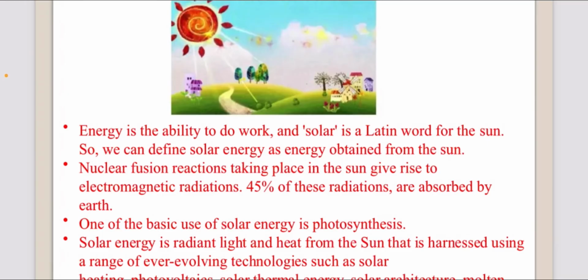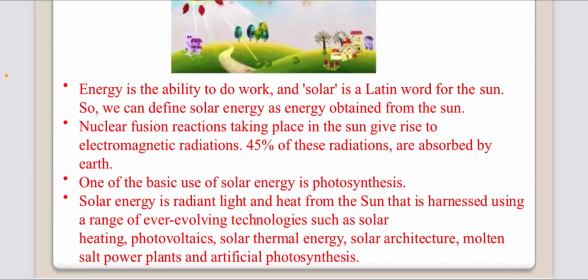What is solar energy? Energy is the ability to do work, and solar is a Latin word for the sun. So we can define solar energy as energy obtained from the sun. Nuclear fusion reactions taking place in the sun give rise to electromagnetic radiation. 45% of these radiations are absorbed by Earth. One of the basic uses of solar energy is photosynthesis.